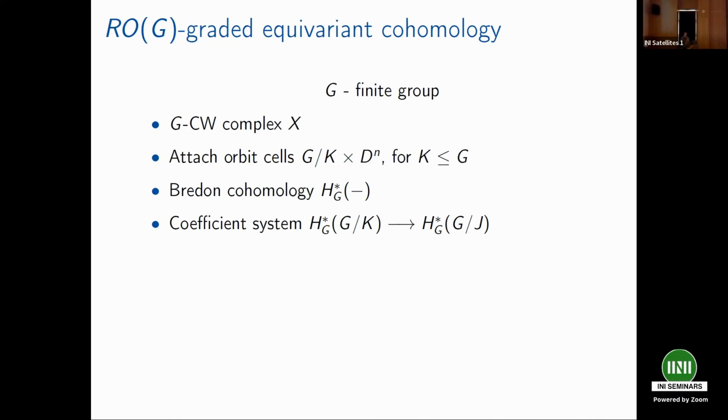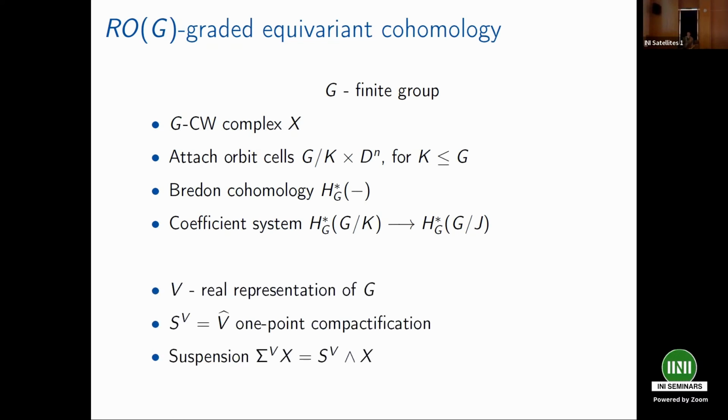For example, even just on 0 cells here, I need to know the value of the cohomology on each orbit. And I need to know whenever I have a map between orbits that I get an induced map the other way on cohomology. So that's roughly the data of a coefficient system. Maybe more properly, a functor from the orbit category to abelian groups.